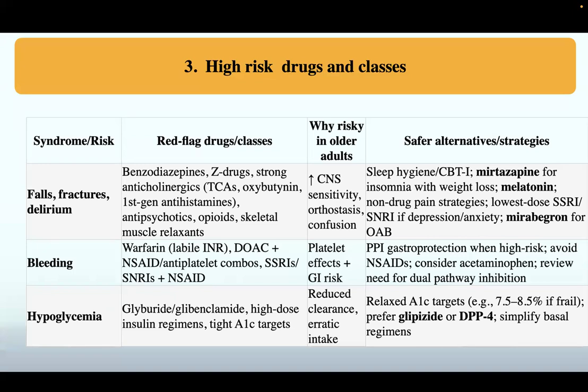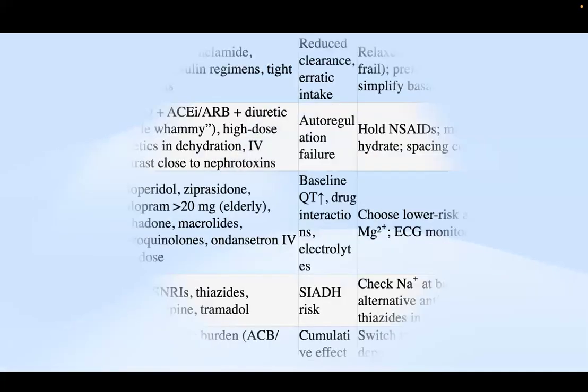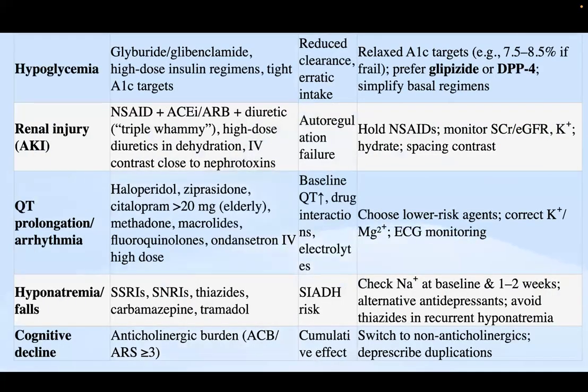Same goes with hypoglycemia. I hope now it is a self-explanatory table, okay? And you will also find these things in the Beers criteria. For your understanding, I have included it so that you have some common understanding today. See here, hypoglycemia is associated with glyburide or glibenclamide or insulin. And you can go for alternatives like relaxed A1C targets and prefer glipizide or DPP4 inhibitors, simplify basal regimens basically. Same goes with renal injury, QT prolongation, hyponatremia, falls, and cognitive decline.